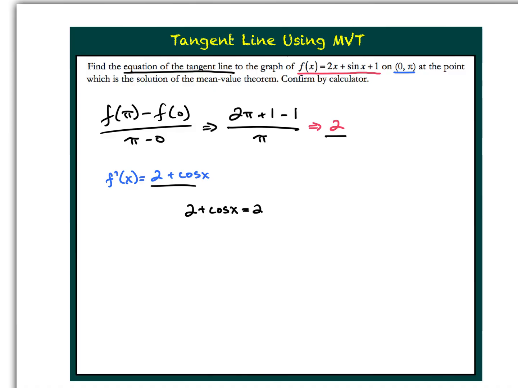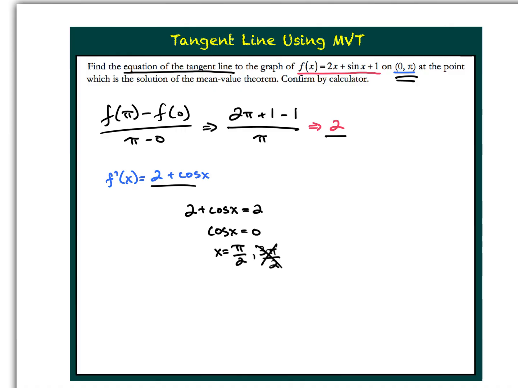And so then I really get cosine x equaling what? 0. We're subtracting 2. And so now, when does cosine equal 0? At pi over 2 and 3 pi over 2. Now, do I want both of them? I don't want both of them. Why don't I want both of them? It's not on my interval. It's extraneous. All right? And so now I have my slopes are the same at x equals pi over 2.